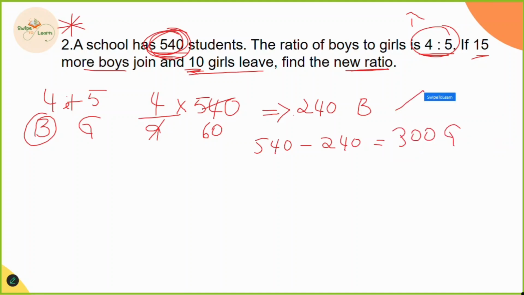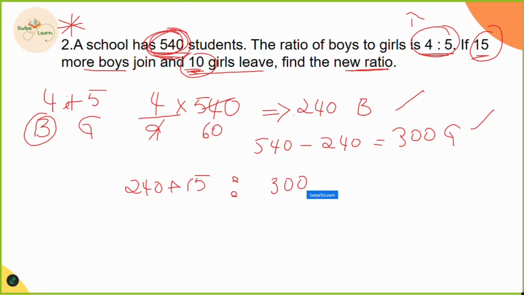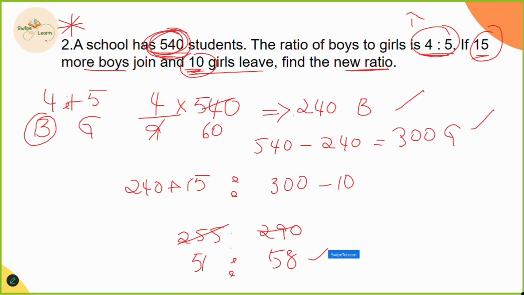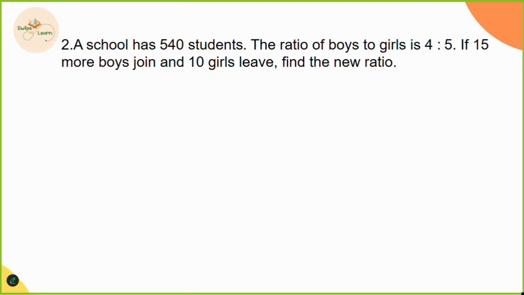So we know the number of boys and the number of girls. But they are saying 15 boys join and 10 girls leave, which means 240 plus 15 is to 300 minus 10. So 300 minus 10 gives us a new ratio, which is 255 is to 290. There is a possibility of cancellation: 51 times 5, 58 times 5. So the new ratio is 51 is to 58. I think it's clear.